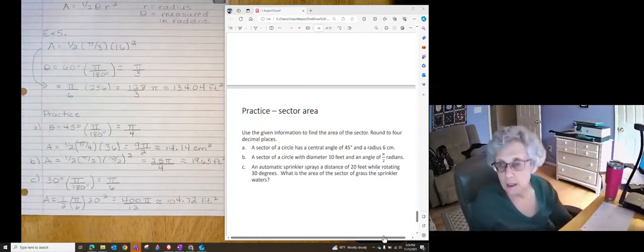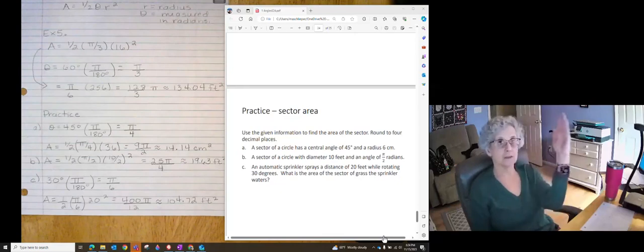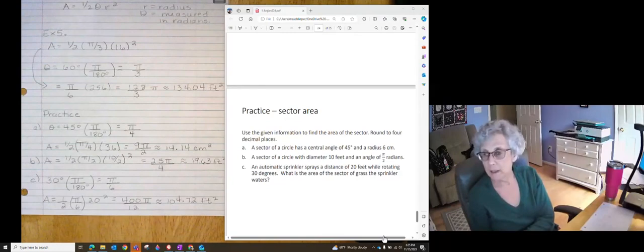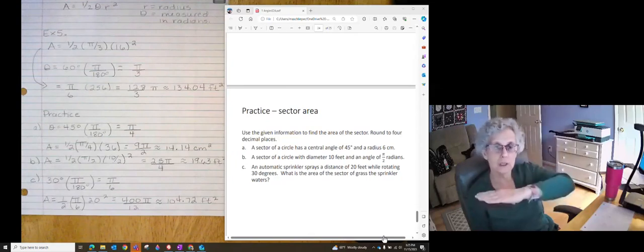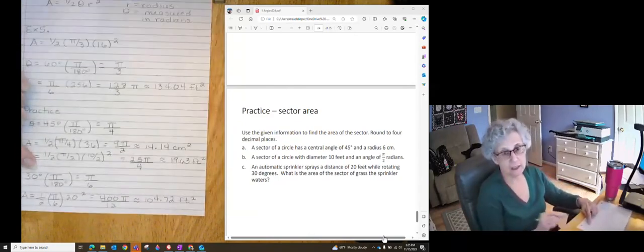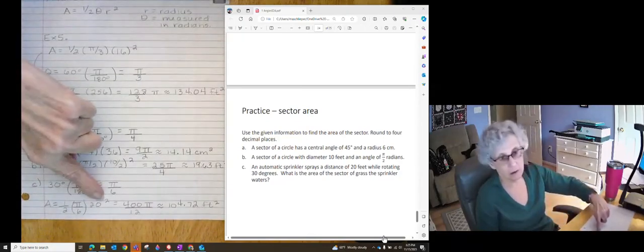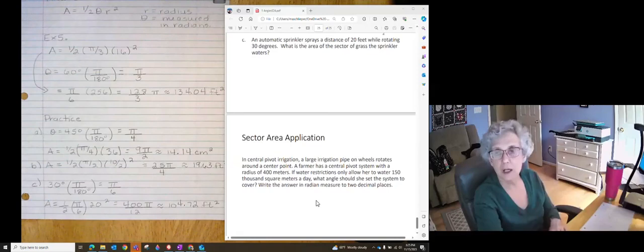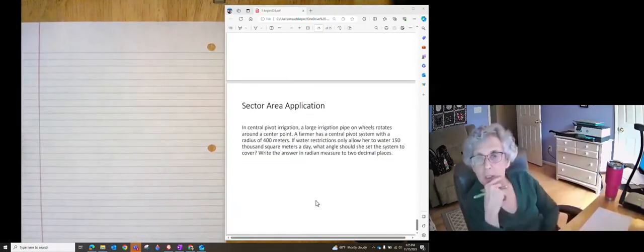The last one has an automatic sprinkler that sprays a distance of 20 feet. So that's the radius. That's how far it's spraying. What is the area of the sector it waters? And it's rotating 30 degrees. So again, I converted to radians. And then I did the arithmetic. 1/2 theta r squared. Looks like, ooh, this is our last thing. We're going to do an application. We'll do this one together.